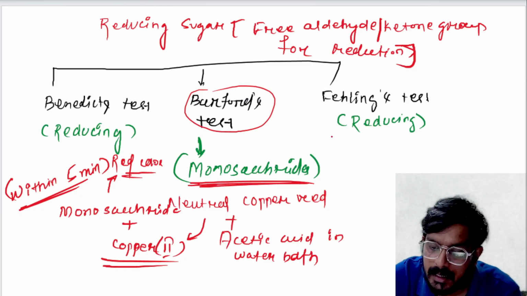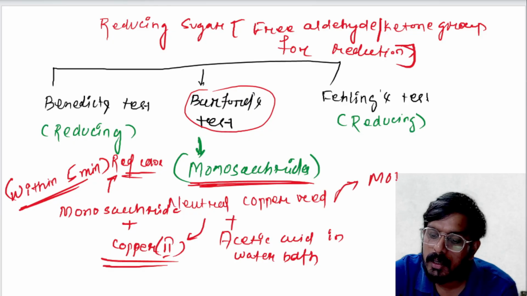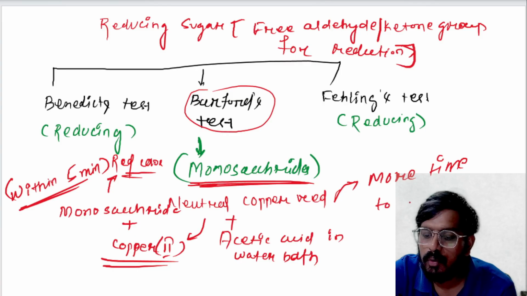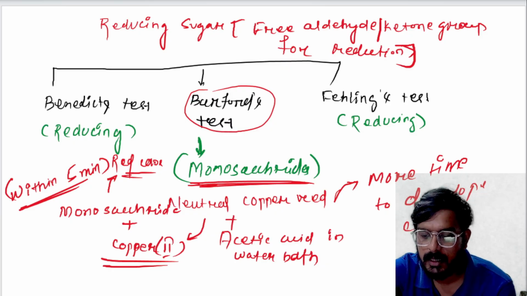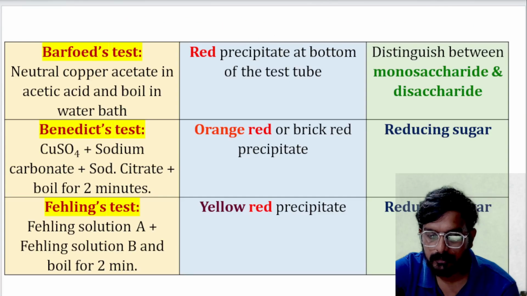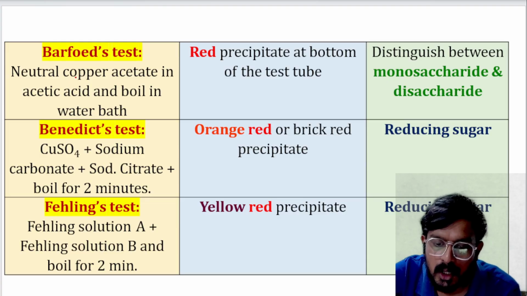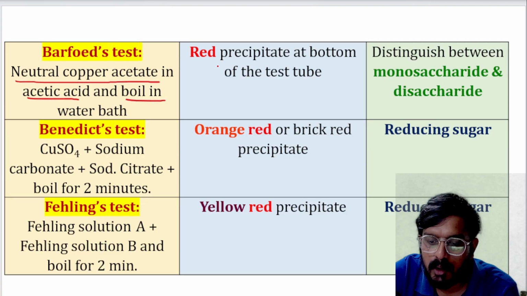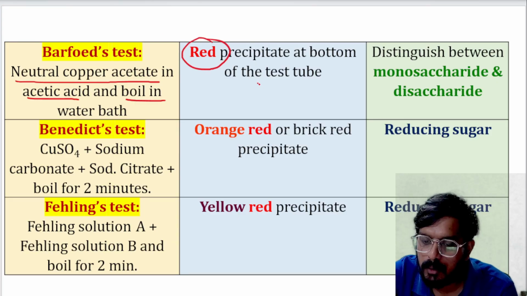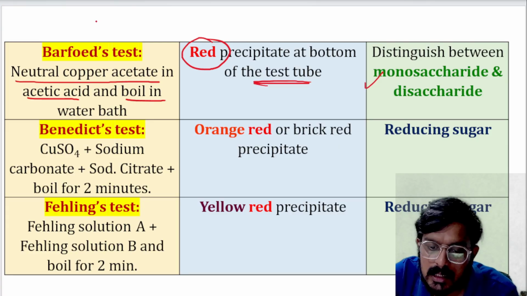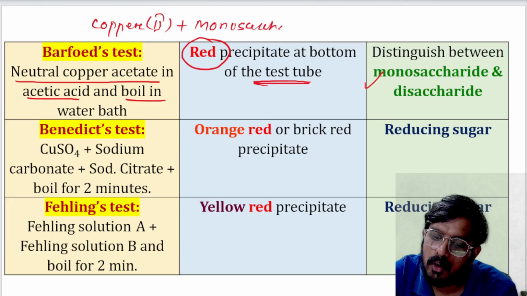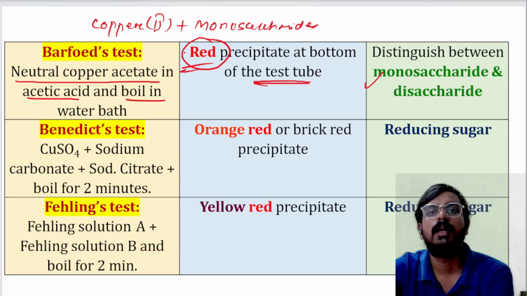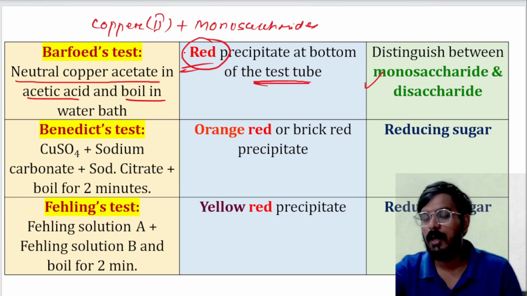If a disaccharide is there, it will take more time to develop color. Please note it down. So Barfoed's test is telling that when neutral copper acetate reacts with acetic acid in boiled water, there is development of a red color precipitate at the bottom of the test tube. This is for identification of monosaccharide, because this copper ion reacts with the monosaccharide very fast. The color develops within 5 minutes, then we call it a monosaccharide is present. If it takes more time to develop color, that means a disaccharide is there.